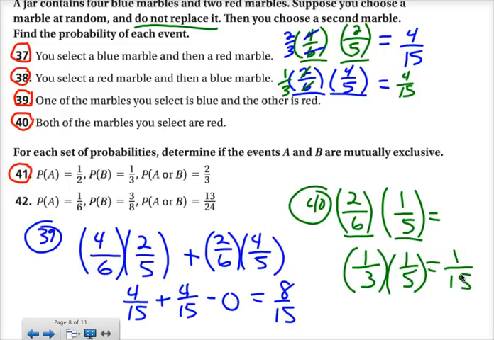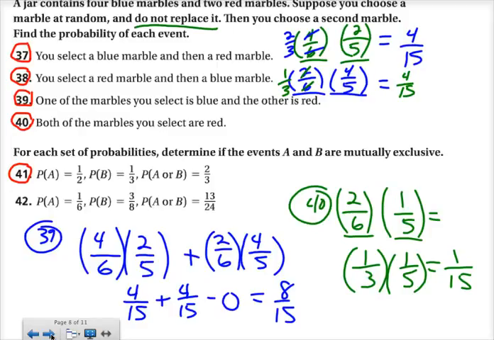And in the end, top times top, bottom times bottom is going to give us 1/15. So kind of interesting problems there about pulling marbles out of a jar. Now number 41 says, for each set of probabilities, determine if the events A and B are mutually exclusive.